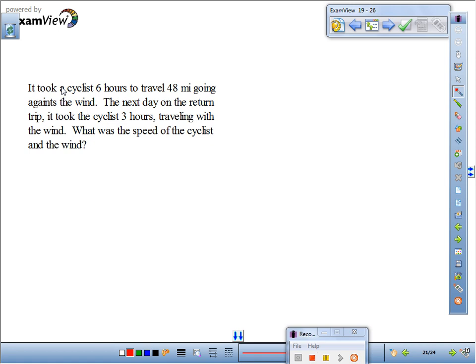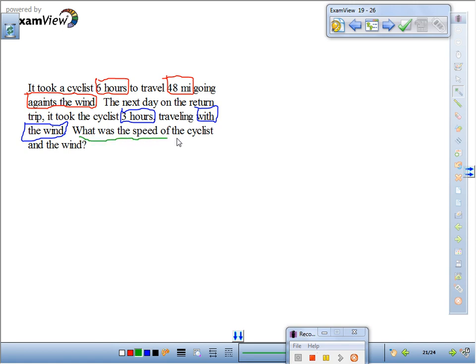So we're going to go back and box stuff. First of all, the cyclist took 6 hours, and the travel was what? 48 miles. And I want you to box against the wind. Against the wind. With a different color. It says the next day on the return trip, it took the cyclist 3 hours, and they traveled with the wind. With the wind. And with green, I'm going to underline my question. What was the speed of the cyclist and the wind?